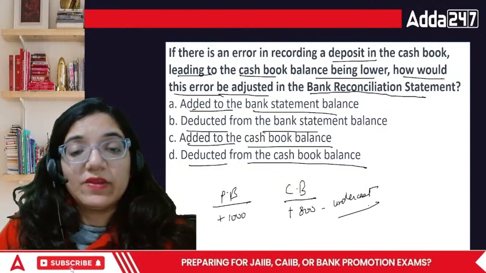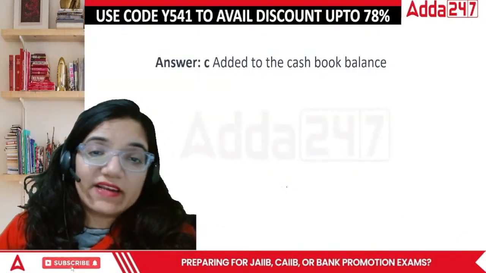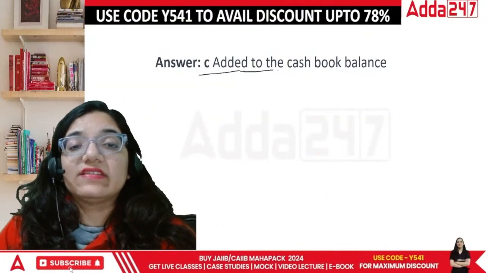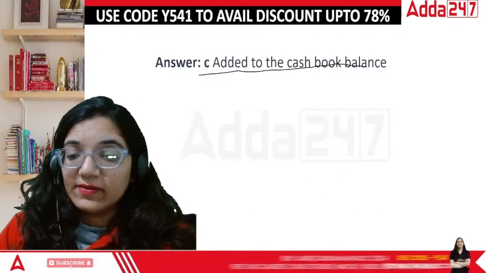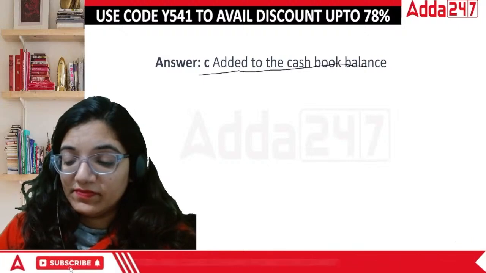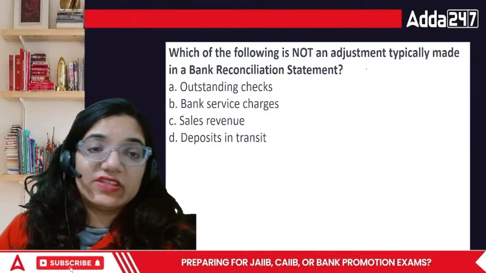So in this case, what would be the answer? In this case, the correct answer would be added to the cash book balance. The answer is C. Now comes the next question.